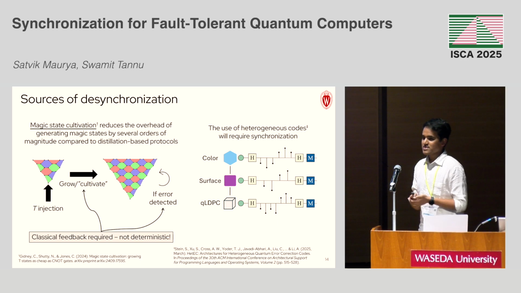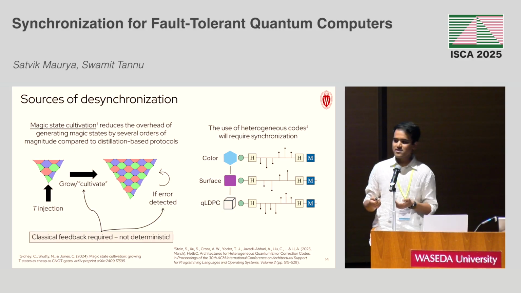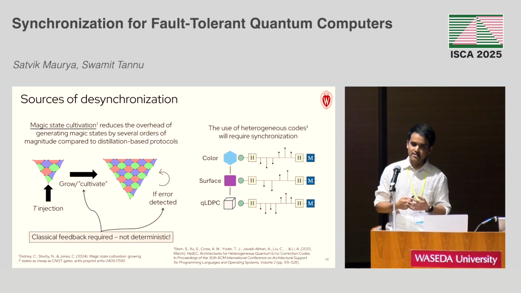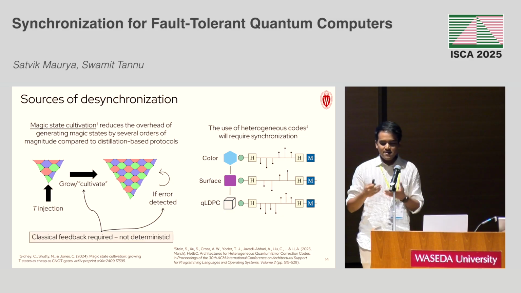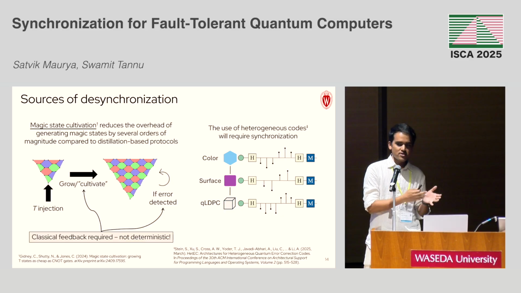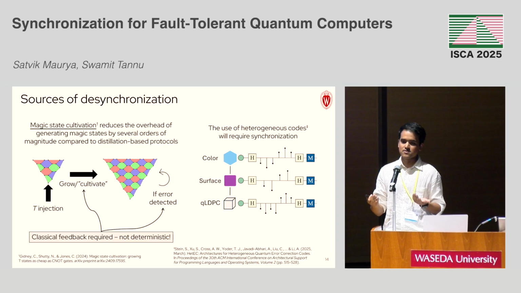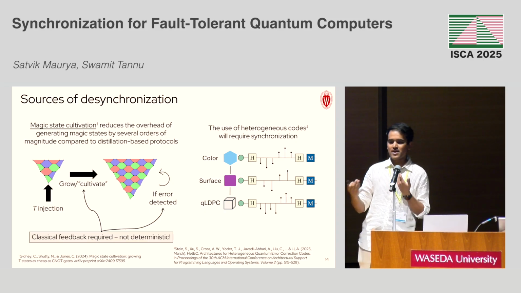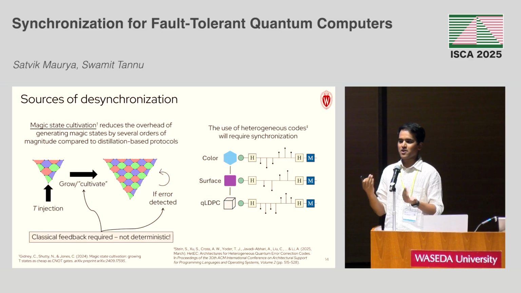But the problem with this is that every error correcting code has a different syndrome generation cycle. I've tried to show that with the cartoon on the right. And now, whenever logical information passes from one code to the other, there will be desynchronization. A classical analog of this is clock domain crossing. You have two modules that are working on two different clocks. And if data passes from one module to the other, synchronization is required.